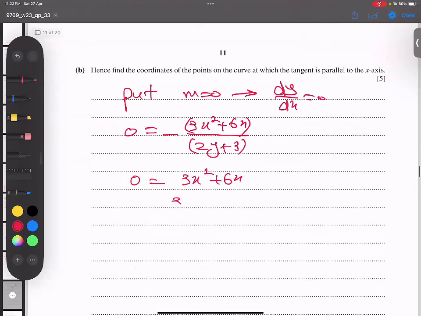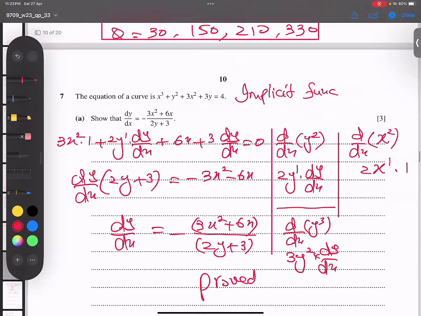Now we can take 3x common, and I get 3x times (x plus 2) equal to 0. Either this is 0 or the other is 0. 3x is equal to 0 or x plus 2 is equal to 0. I got x equal to 0 and x equal to negative 2. But look at the question here. Any condition given here? No condition given.